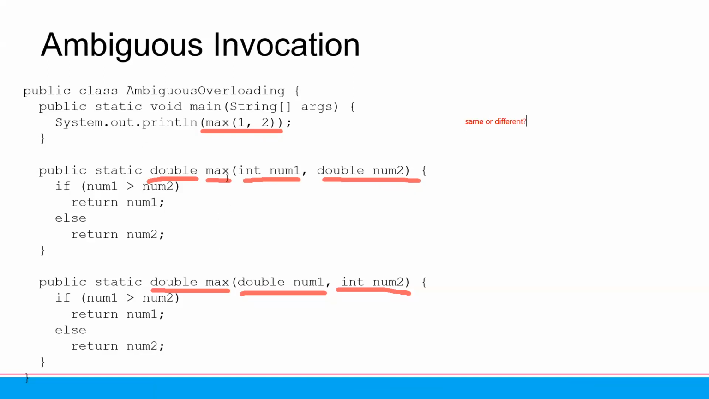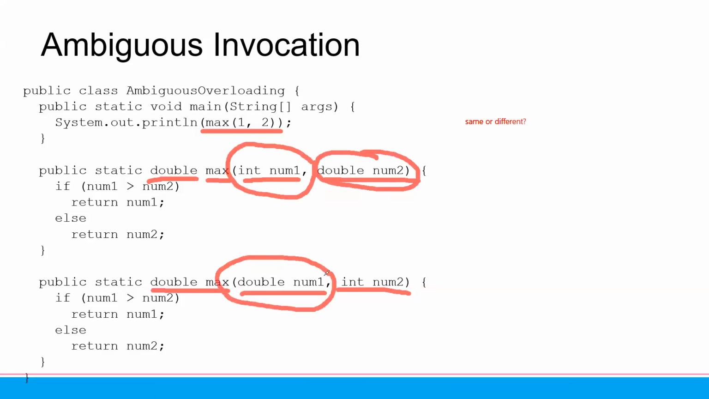It is different. Why is it different? Because here the first parameter is integer. The second parameter is double. How about this? The first parameter is double. The second parameter is integer. So they are different. Because they are different, okay, we can make this overloading.